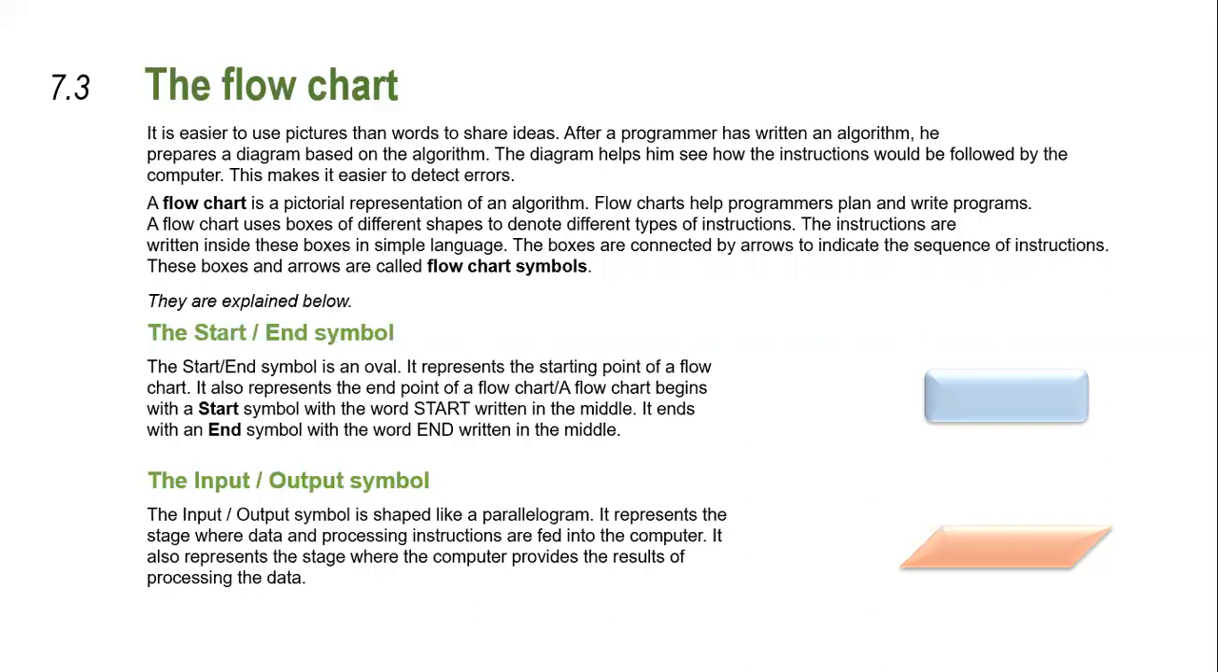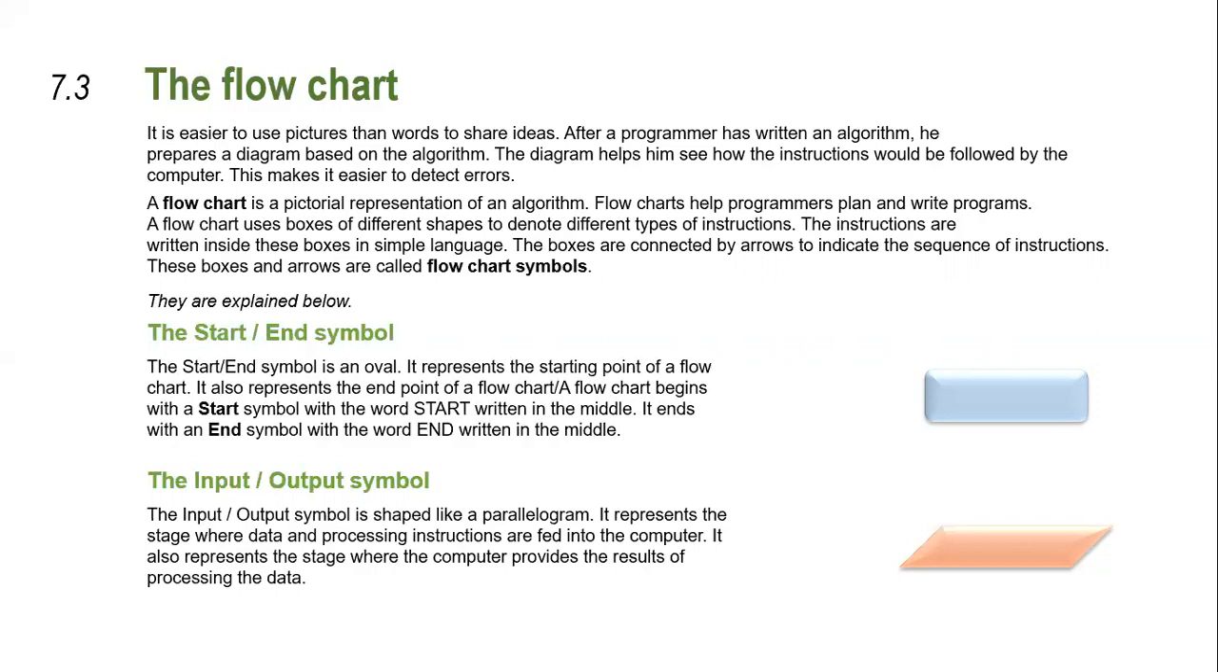A flowchart uses boxes of different shapes to denote different types of instructions. The instructions are written inside these boxes in simple language. The boxes are connected by arrows to indicate the sequence of instructions. These boxes and arrows are called flowchart symbols.